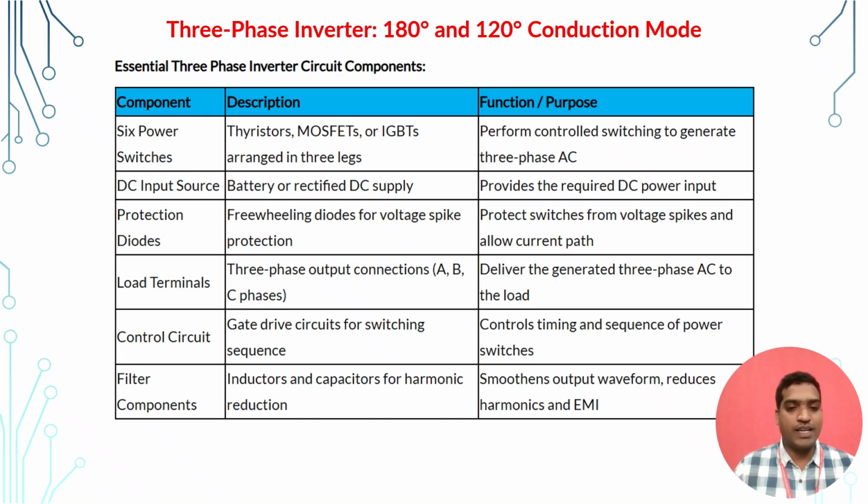For filter components, inductors and capacitors are generally used to reduce the harmonic content. If you reduce the harmonic content, the output waveforms will become smoother and EMI is also reduced. So these are the essential components used in three-phase inverters.